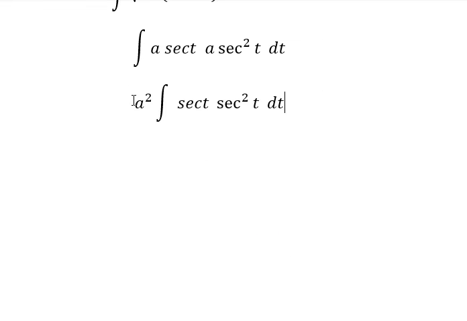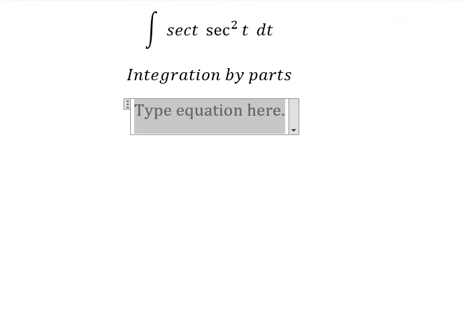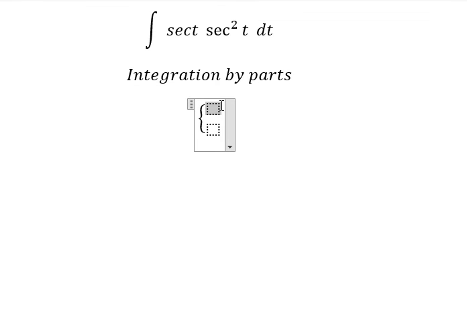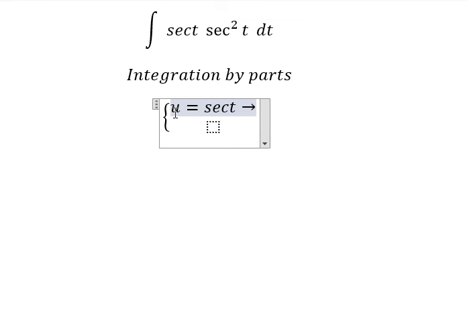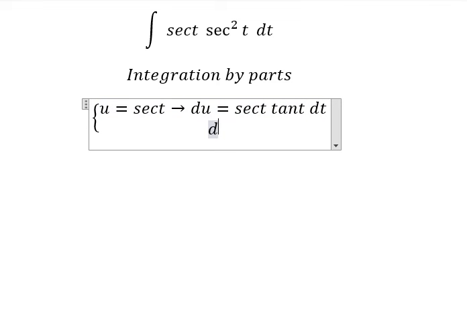Now, I will concentrate on this integration. So, we need to use integration by parts. So, I will put u equals to secant of t. And later, we need to take the first derivative of both sides. And we have du equals to secant of t tan t dt. dv, we have secant of t square dt. The integration of this one, we have v equal to tan t.